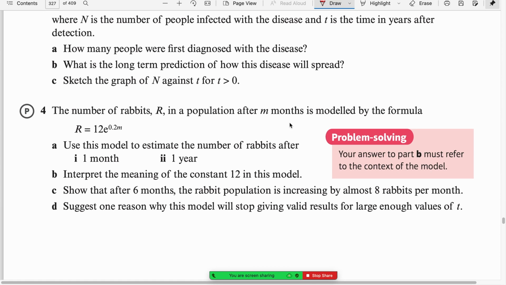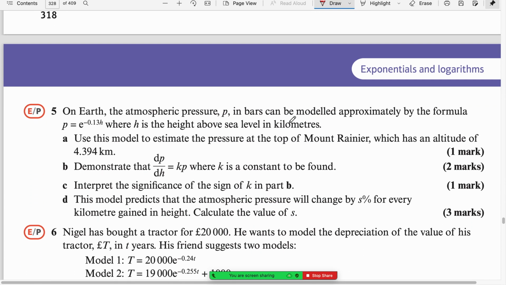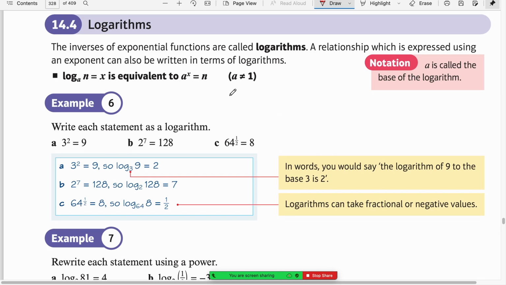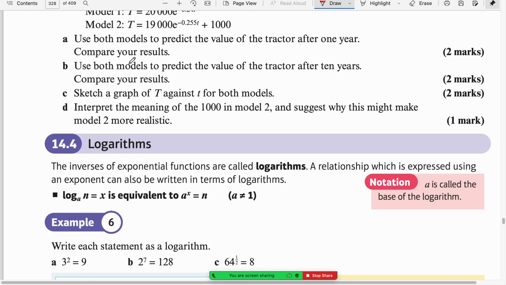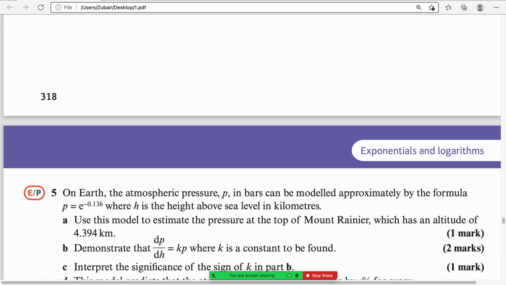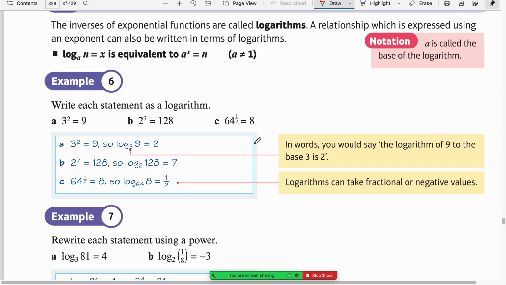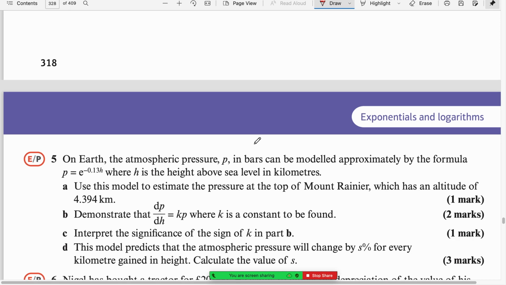And these are similar questions which would need practice, and then our second topic would be logarithms. We'll start logarithms tomorrow, and till then we'll just practice these questions.